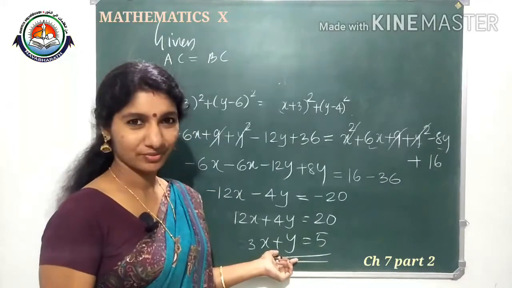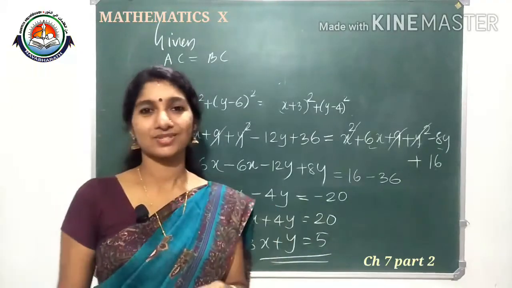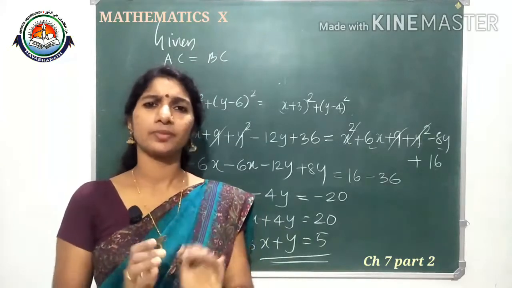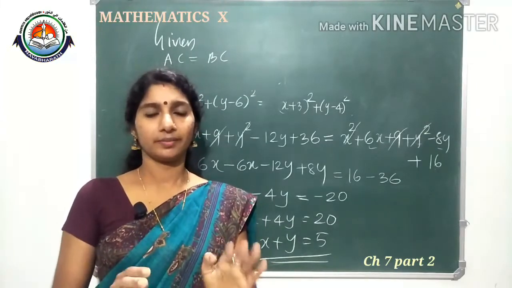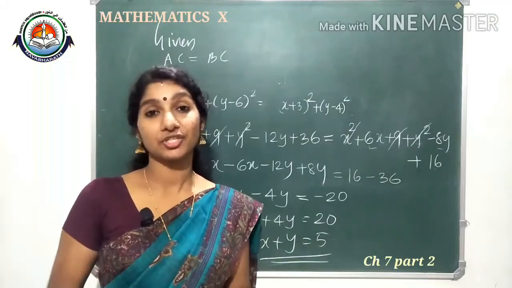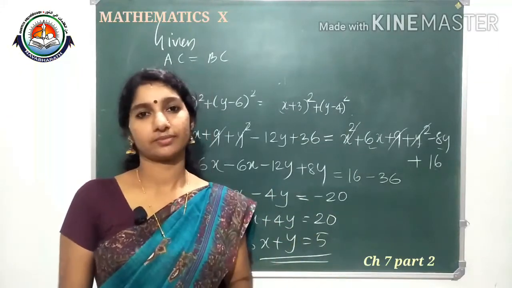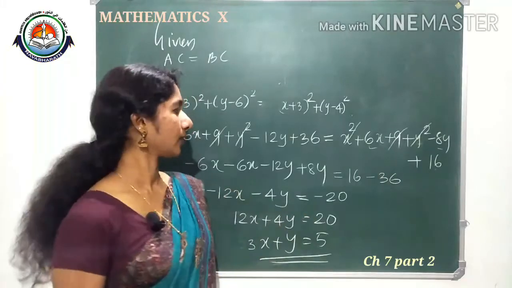But this is beautiful, na? So we can write like this, 3x plus y is equal to 5. That means I am making a connection between x and y. That is the meaning of find a relationship between x and y. Make an equation including x and y. That is the relationship. Okay.